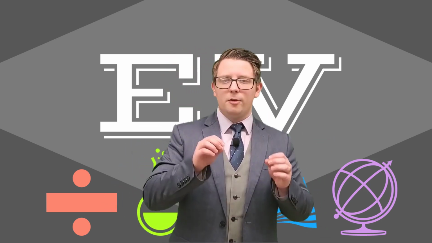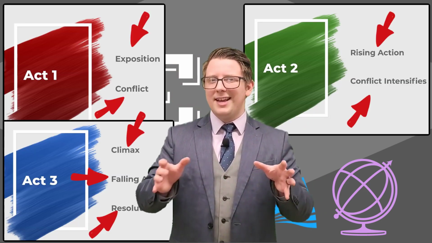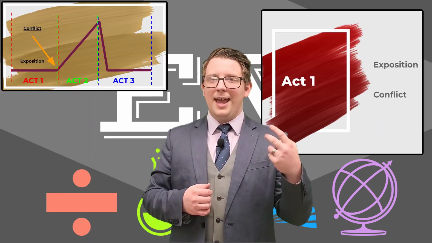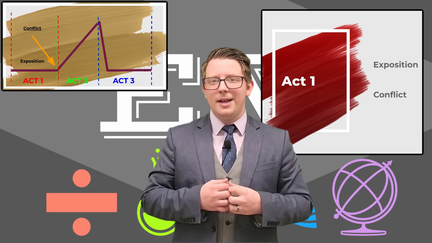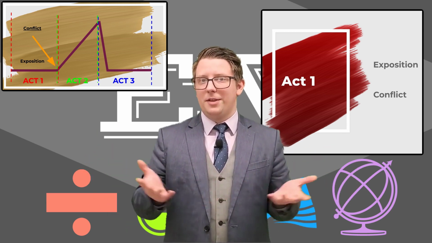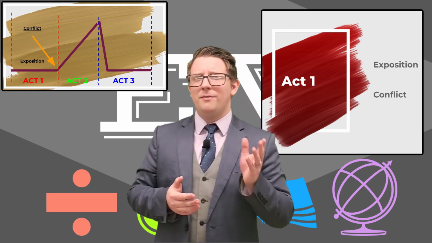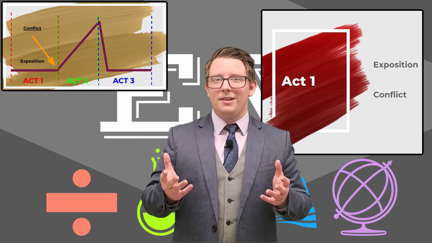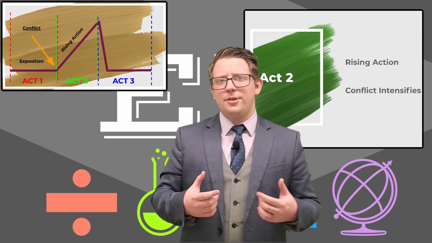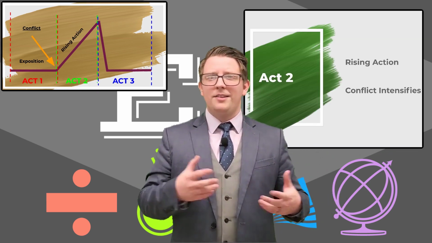In each act, there are specific parts and specific points that need to happen. In Act 1, you have two things called the exposition and the introduction of the conflict. The exposition basically tells us this is the world that our characters live in. This is what they're like. Then you have the introduction of the conflict, and this is what's going to kick off the plot and really get the tension going.